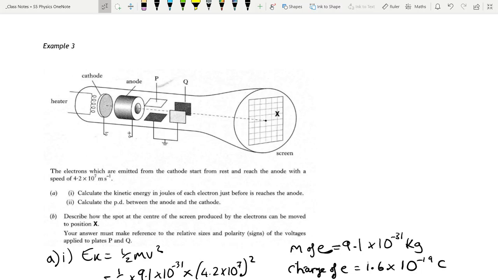So if we want it to go up one, then we would charge P positive, so it would attract the electron. Or we could charge this bottom one negative to repel it up. But I tend to just go right P. We'll charge that positive, it will go up one. Okay, so that's it gone up one. But we also want it to go in that direction, Q. So we need to charge Q positive, but twice as positive as P. So I've got up one and along two. Does that make sense? Yep, so we need to write that down.